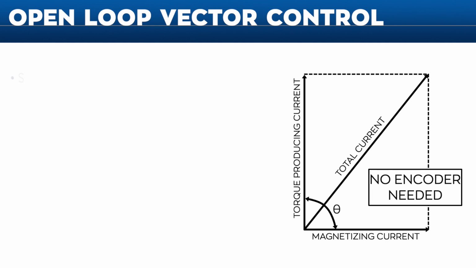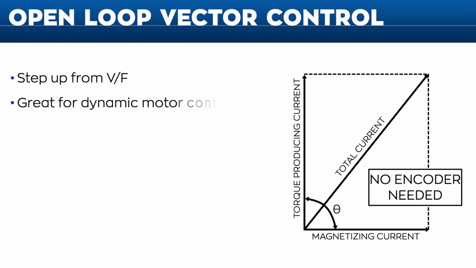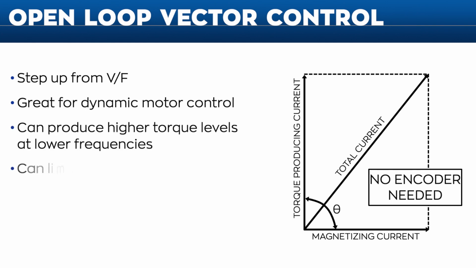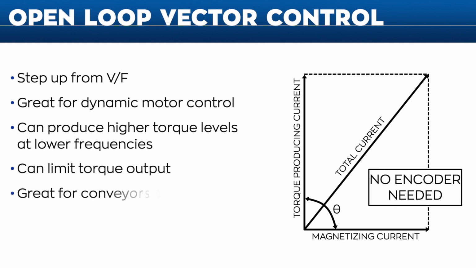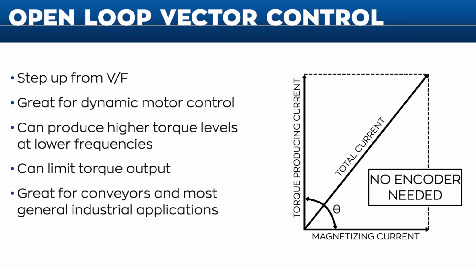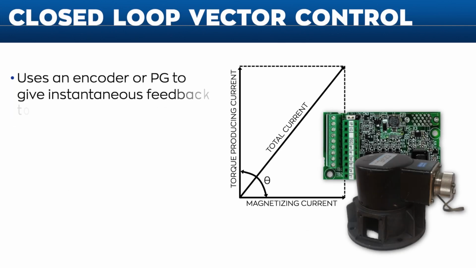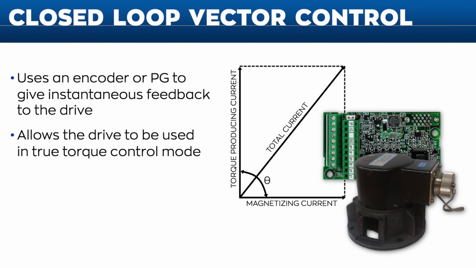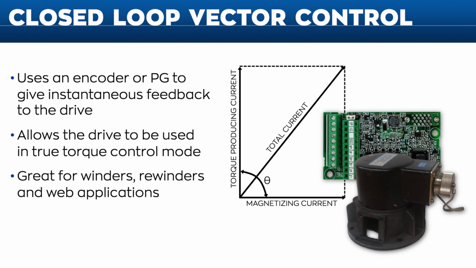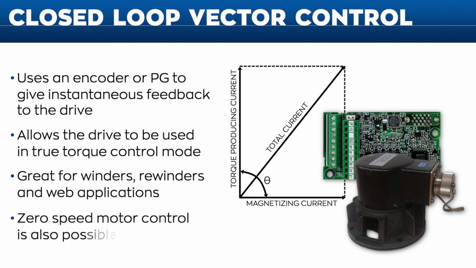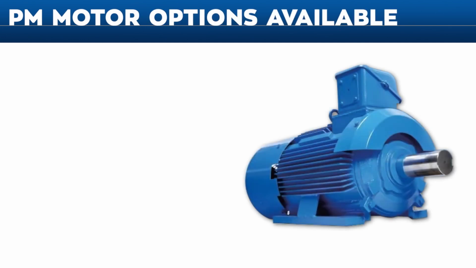Open loop vector control is a step up from VF and is great for dynamic motor control and can produce higher torque levels at lower frequencies. This method can also limit torque output. It's great for conveyors and most other general industrial applications. Closed loop vector control uses an encoder or PG to give instantaneous feedback to the drive. This allows the drive to be used in true torque control mode. This is great for winders, rewinders, and web applications. Zero-speed motor control is also possible. Control methods available for PM or permanent magnet motors may also be available.